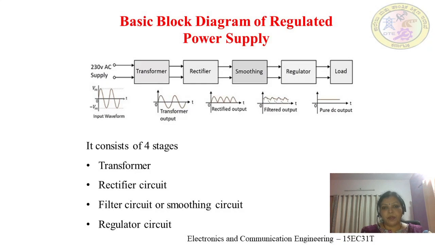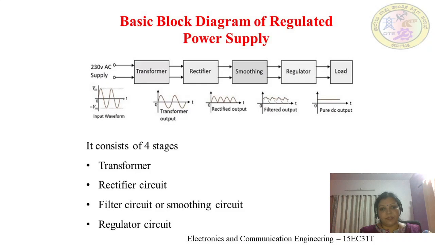Hope you are able to follow the functioning of each stage in the overall block diagram of a DC regulated power supply. With this, I will give a brief recap of the working. The AC input, the 230 volt 50 hertz AC mains supply, is applied to the input of the transformer.